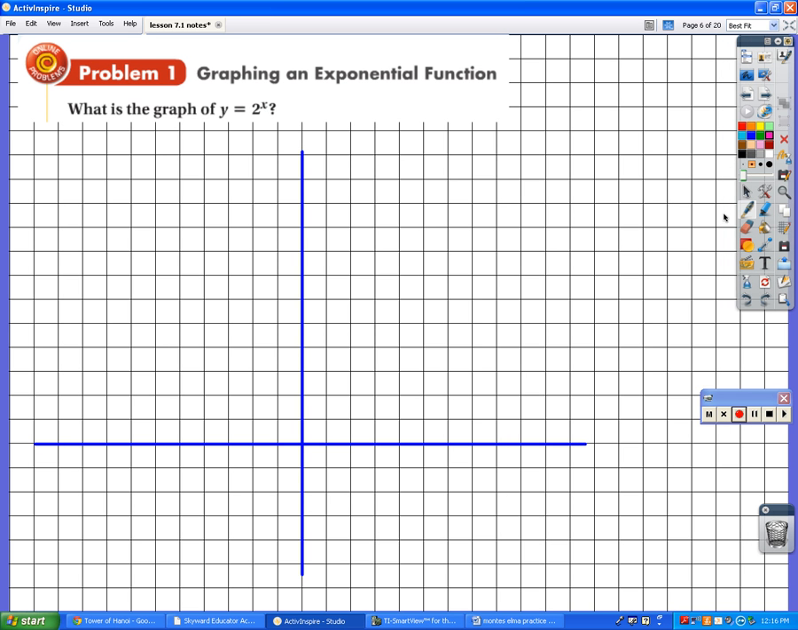So let's take a look at some graphs here. Let's look at the graph of y equals 2 to the x. Give me a point on that graph that you would know. 0, 0. 0, 0? How do you get 0, 0 out of that? 2 to the 0 power is what? 1. Any number to the 0 power is 1, not 0. So one of the points is going to be 0, 1. Okay? Give me another point.